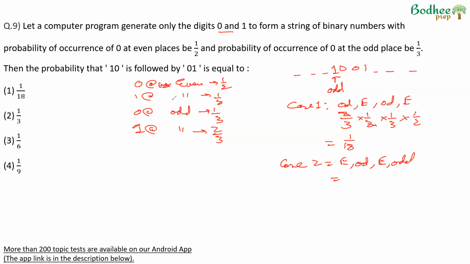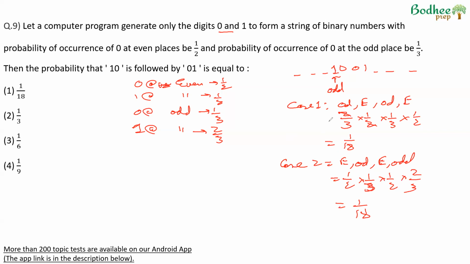Even 1. Even 1 is 1 at even is half. 0 odd. 0 odd is 1 by 3. 0 even. 0 even is 1 by 2. 1 odd. 1 odd is 2 by 3. So this also becomes 1 by 18.